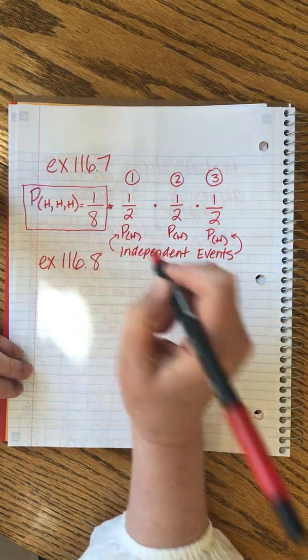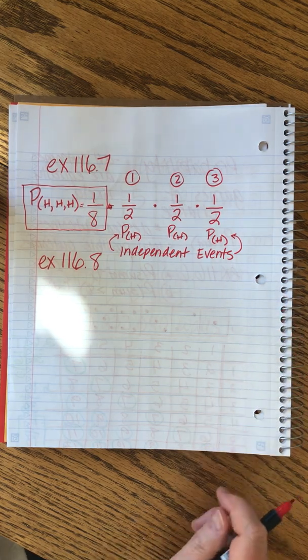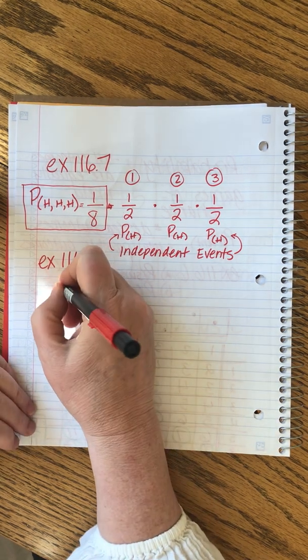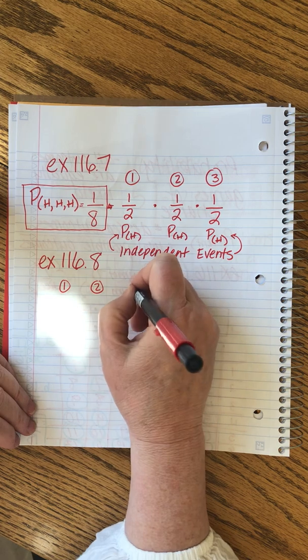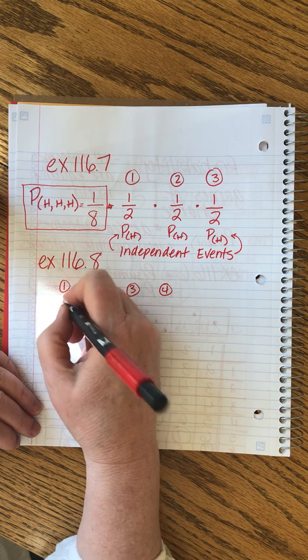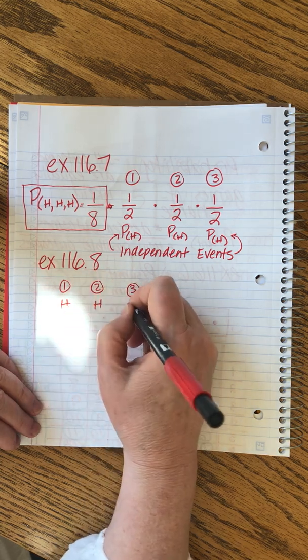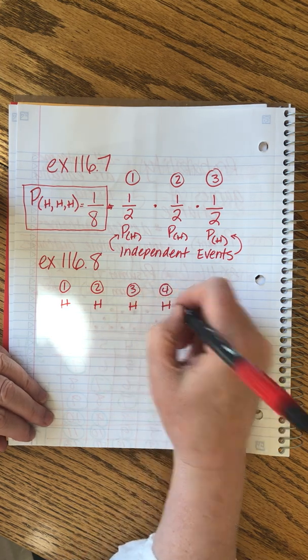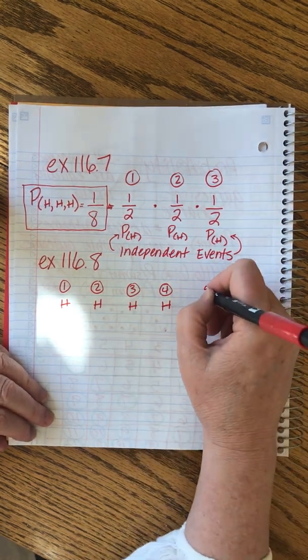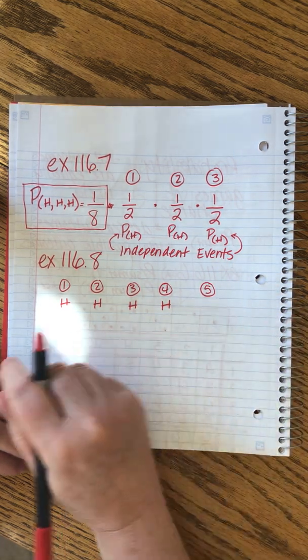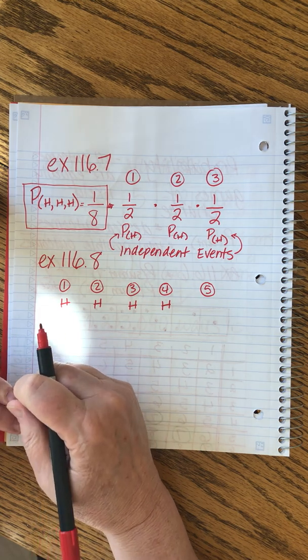Okay, 116.8. A fair coin is tossed 4 times, and it comes up heads each time. Okay, let's just write this down so we can see it. It's come up heads, heads, heads, heads. And now the question is about the 5th coin. What is the probability it will come up heads on the next toss?